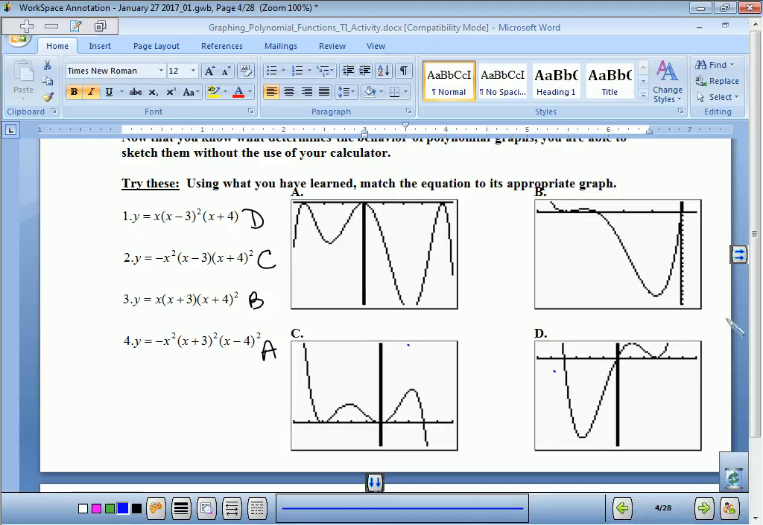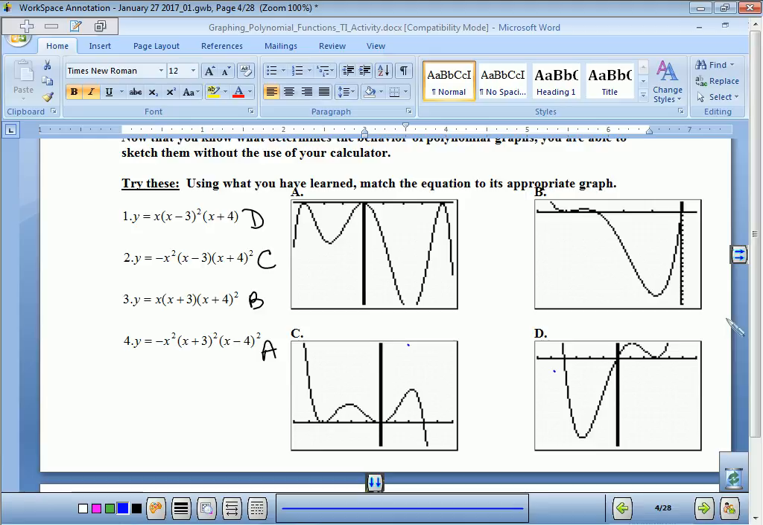Let's look at 2. 2 is C. I know it has an odd degree. The degree is 5. x squared times x squared, 5. 2 plus 1 plus 2, 5. And it has a negative leading coefficient. So, odd tells me opposites, but the negative leading coefficient tells me it's going to rise to the left and fall to the right. Okay? So the only one that does that is C.